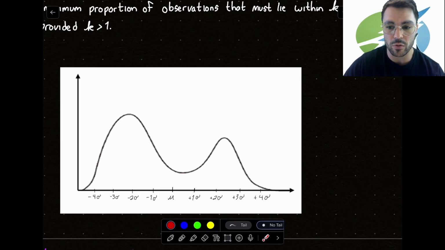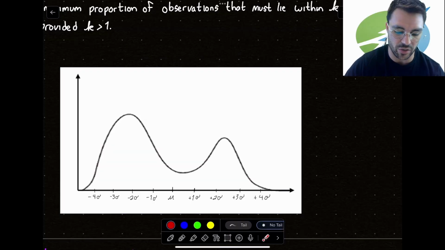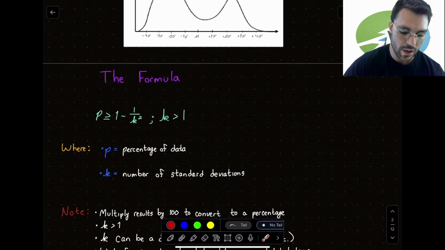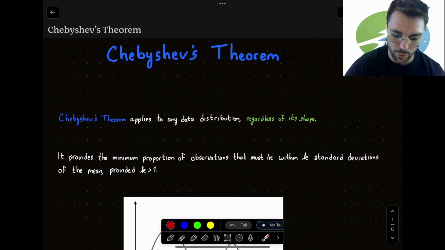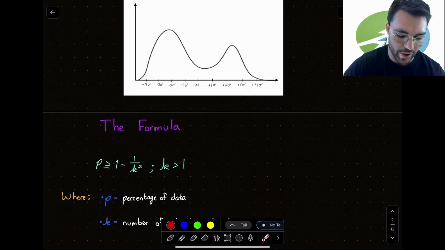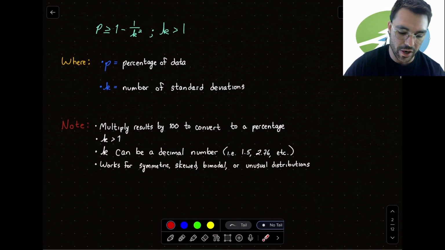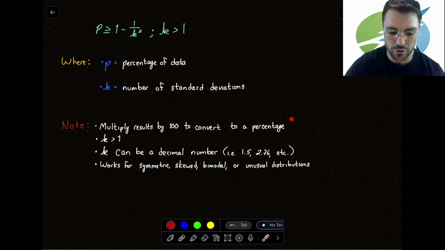We are allowed to use decimals for k, so you could say 1.1, but more realistically, we'd use it for whole numbers like 2. Okay. Here's the formula. P is greater than or equal to 1 over k squared, with k greater than 1. And I misspoke before, P is the percentage of data, and k is our number of standard deviations. And a little note here, multiply results by 100 to convert to a percentage.